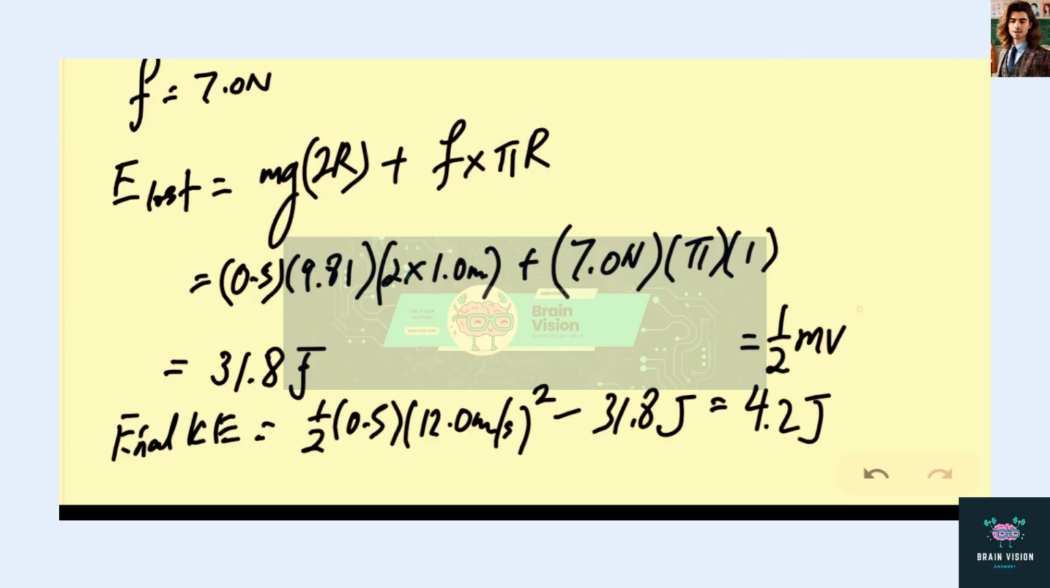equating this to half mv prime squared, where v prime is the final velocity, right? V prime is just 2 times the kinetic energy divided by its mass. Then we take the square root. We should get about 4.09 or 4.1 meters per second.